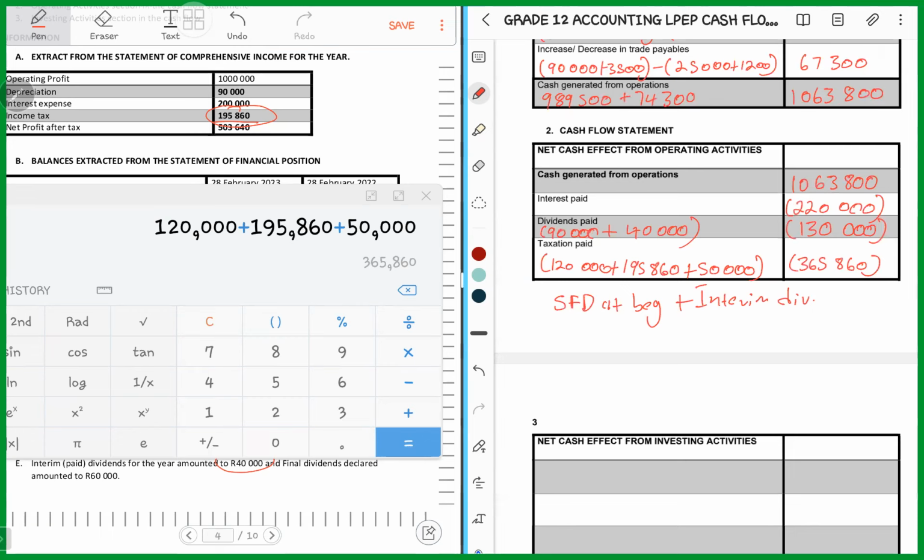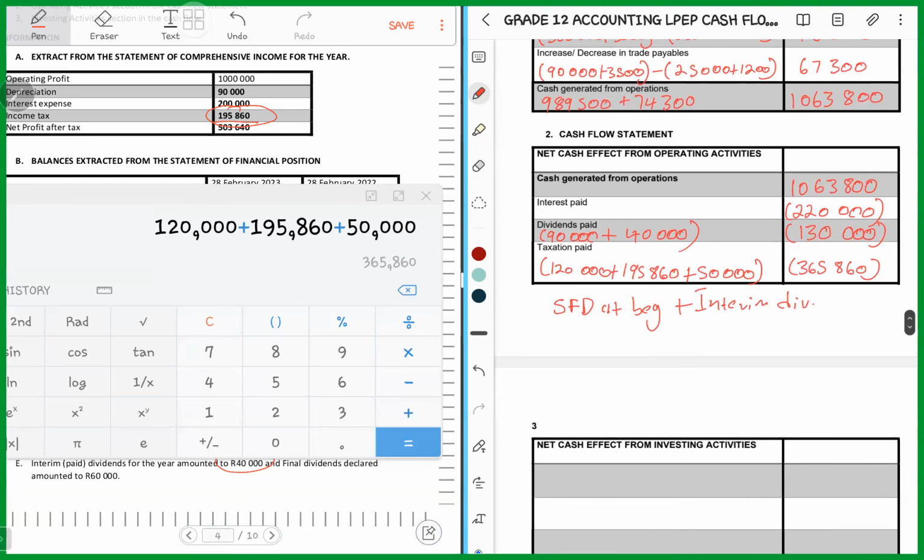Then now we have to determine the total net change. Remember, outflows, you put them in brackets. Since they're outflows, it means we're going to subtract them. So we're going to start with the cash generated from operations of 1,063,800. Then we're going to subtract 220,000, then subtract 130,000, then also subtract 365,860.